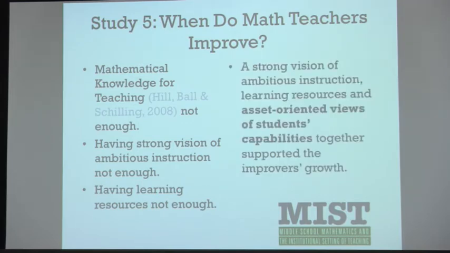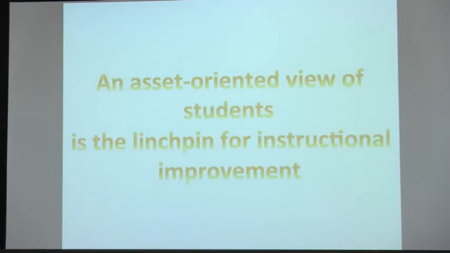It was the strong vision of ambitious instruction, the learning resources, and the deal breaker was this asset orientation. Thinking students were capable. That was the thing that separated the improvers from the decliners and the people who remained stable. Isn't that interesting? If you don't think that's interesting, I did not do a good job telling the story, because I think it's super interesting that we've known for a really long time that this asset orientation is really consequential for kids learning. It's also consequential for teachers learning. It's sort of a linchpin for these instructional improvement projects that so many of us are involved with in various ways.